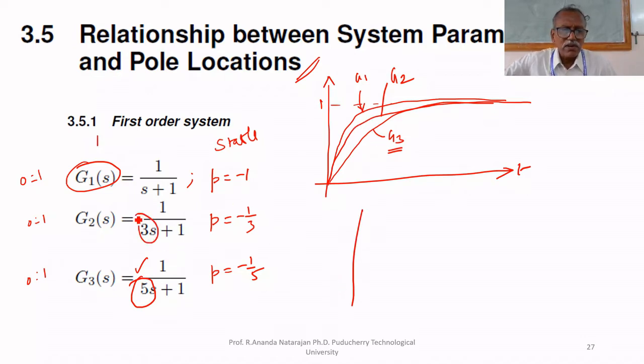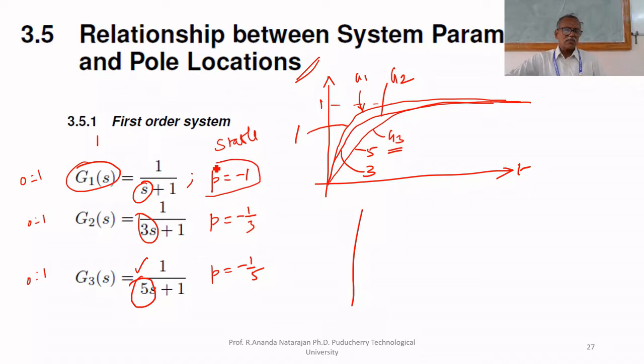Here, time constant is 3, therefore it takes a little bit less time than G3, and G1 takes less time than G2 and G3. It quickly settles because the time constant is 1. For this the time constant is 5, for this the time constant is 3, for this the time constant is 1. So the speed of response is faster if the time constant is less.